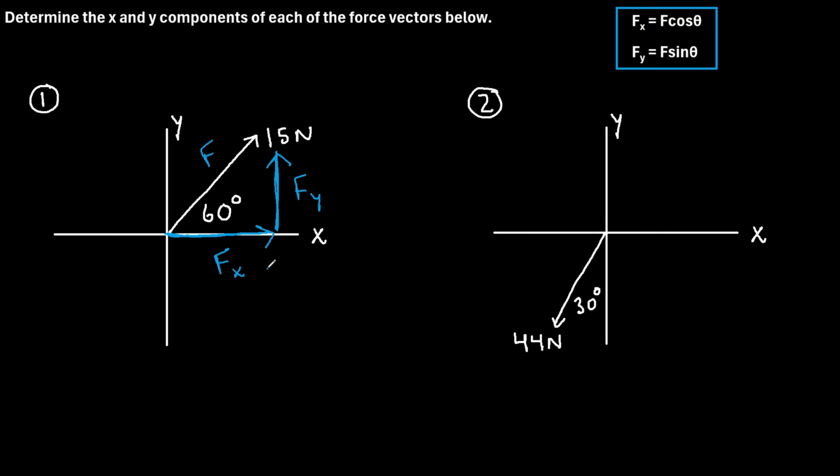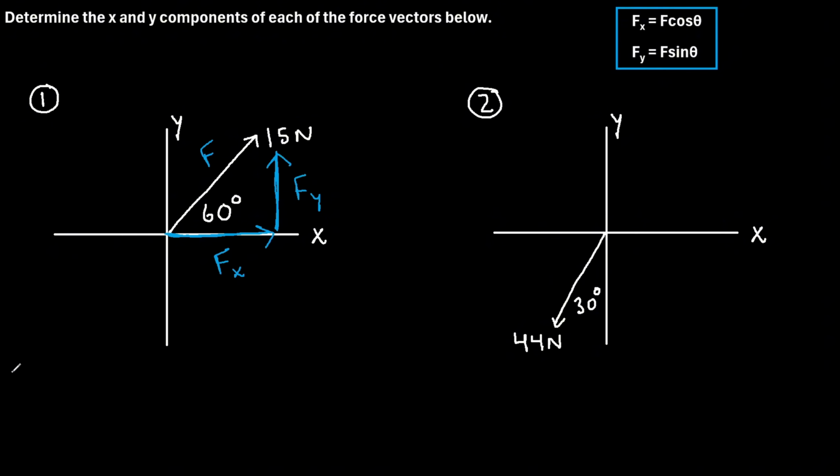Now to actually calculate these x and y components, we can use these formulas right here, where the x component is equal to F, the magnitude, times the cosine of the angle, and the y component is equal to F, again the magnitude, times the sine of the angle. So let's go ahead and write these out.